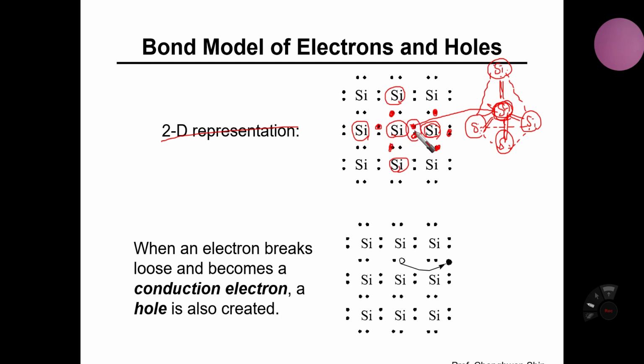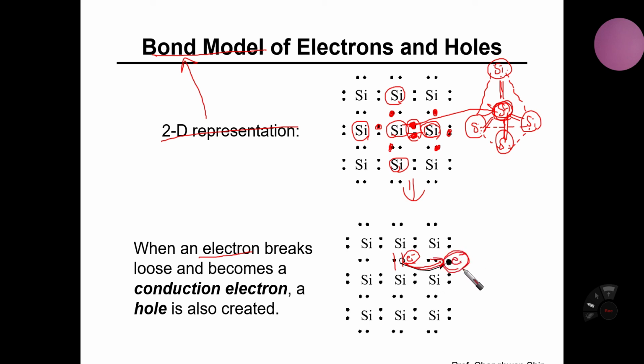Here, in between two silicon atoms, those two electrons are shared with each other, and they build up the covalent bonding. So this two-dimensional representation has been named the bonding model, or bond model, of silicon. Now, take a look at the image on the bottom side. When an electron breaks this covalent bonding and is freed, this electron has become the conduction electron.